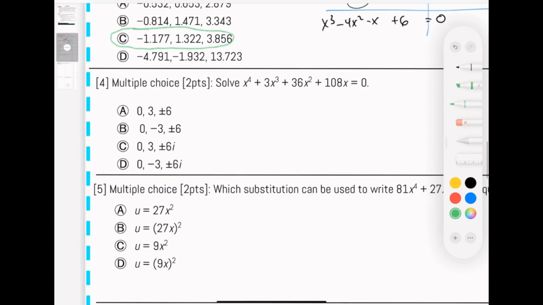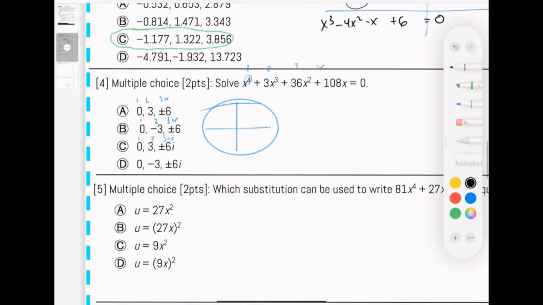Question number 4 tells us to solve. This is a 4th degree polynomial. So 1, 2, 3, 4, 1, 2, 3, 4, 1, 2, 3, 4. Okay, they all match. All right, 4 terms. And let's see if we can put this into our X box. It's supposed to be a box. And remember, these go in a Z. X to the 4th, 3x to the 3rd, 36x squared, and plus 108x.